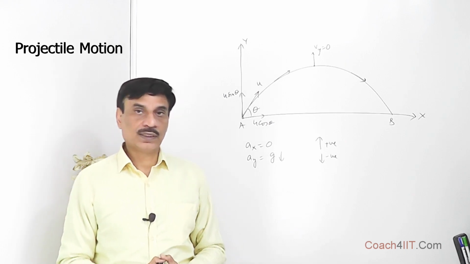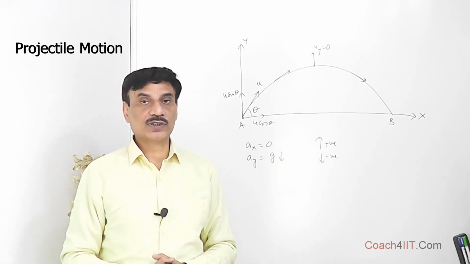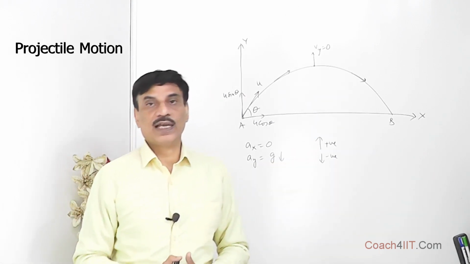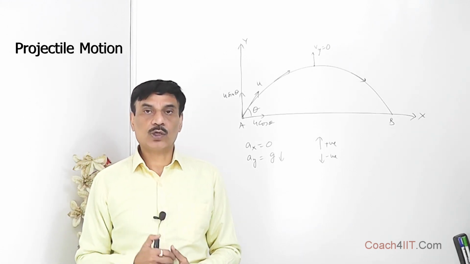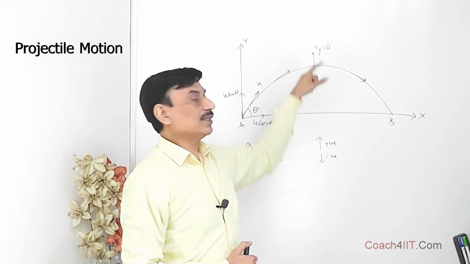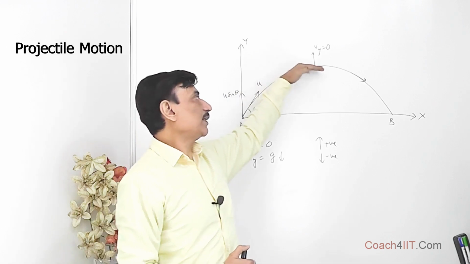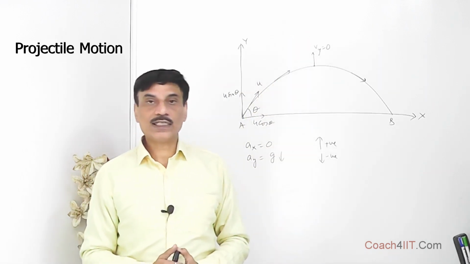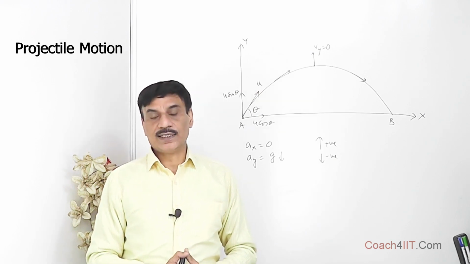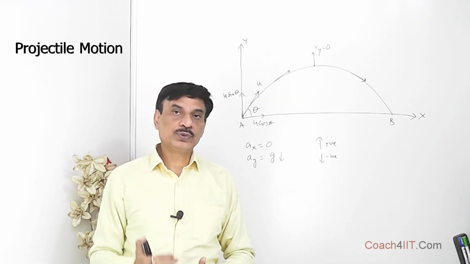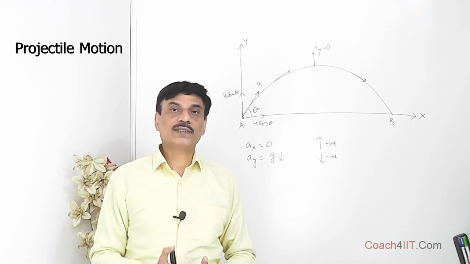We shall also remember that if we are sticking to this sign convention, and the vectors in the upward direction are taken as positive, then in the downward direction we have to take them as negative. Apart from this, the velocity component along the y-axis at the highest point is going to be equal to 0, because right now this is the highest point. It means the body doesn't have any tendency to move further up. So that's why the velocity component at the highest point along the y-axis is equal to 0.